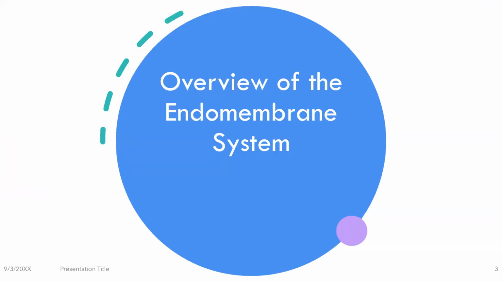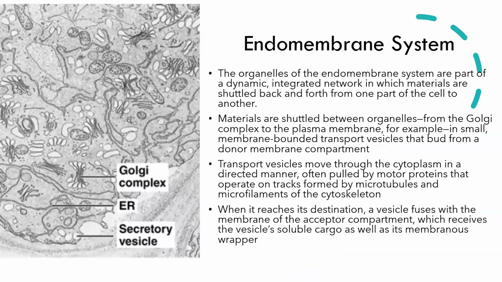So first, let's look at the overview of the endomembrane system. But first, what is an endomembrane system? The endomembrane system basically describes the organelles that are part of a dynamic integrated network in which materials are shuttled back and forth from one part of the cell to another.